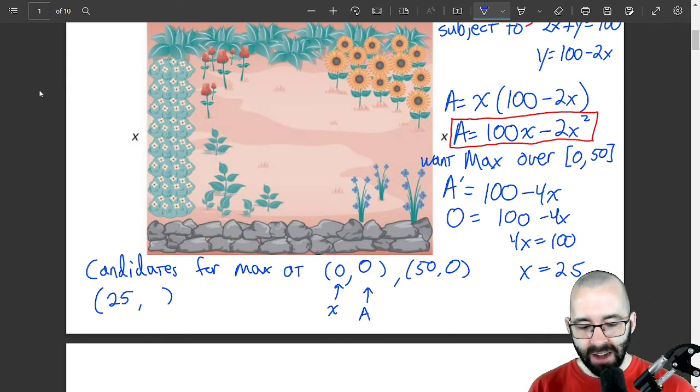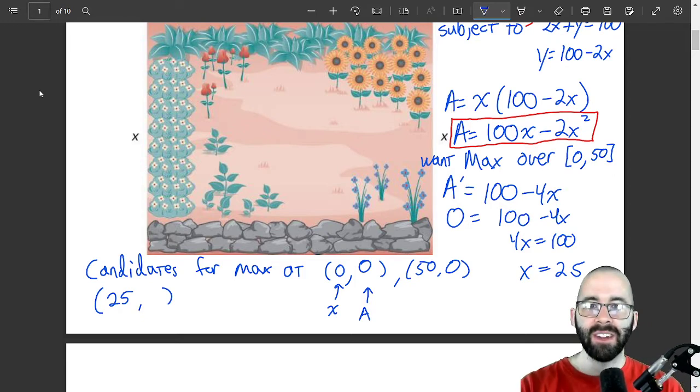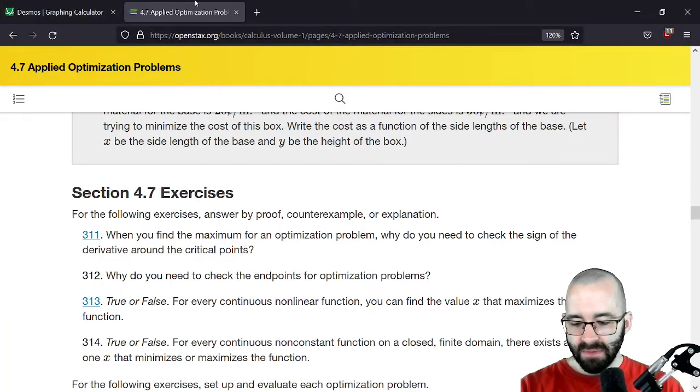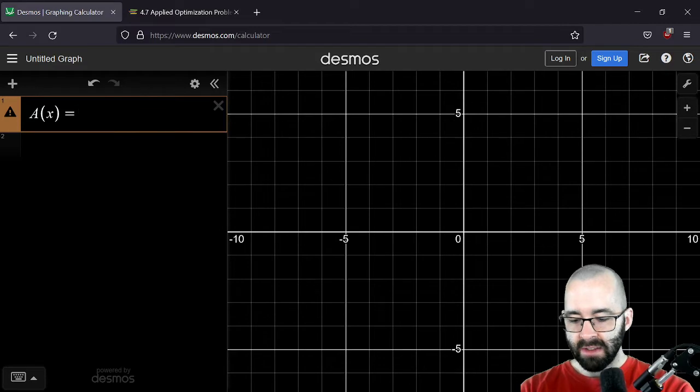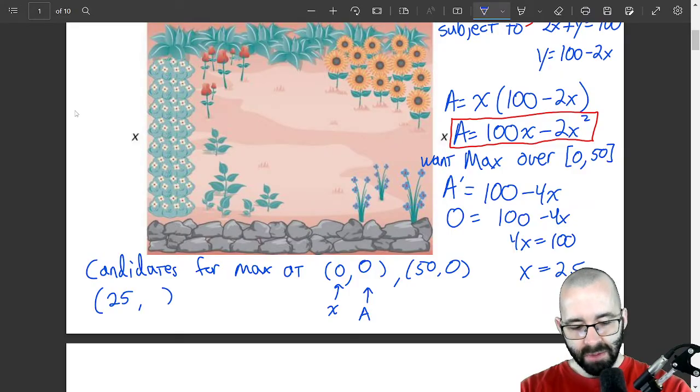You plug in 25 and, okay, I can't do that one in my head. Well, I could, but it would take a little longer and I might just mess up. So our function A of x is equal to 100x minus 2x squared.